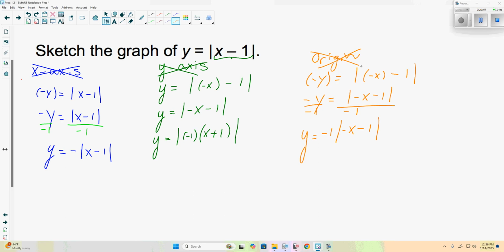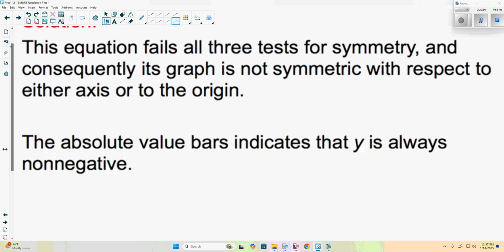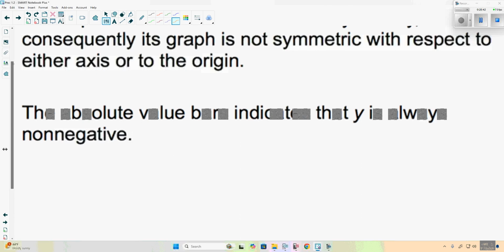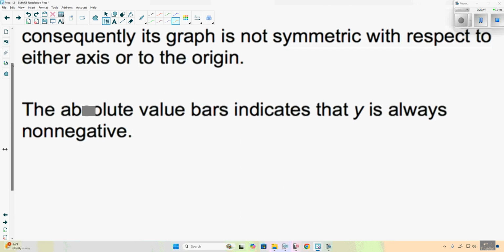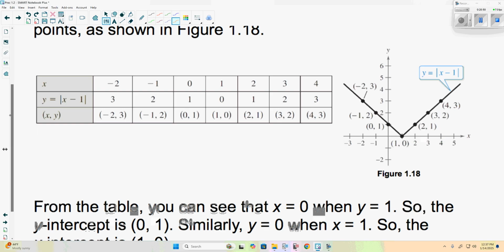this one here is not symmetric to the x, y, or origin. So this is none. It doesn't have to be symmetric to one of these, because it could be none. It could be one of them, or this here. So this equation fails all three tests, and consequently its graph is not symmetric with respect to either axis or the origin. And if we looked at the graph here, this is what we have. So it's not symmetric to x, y, or the origin.